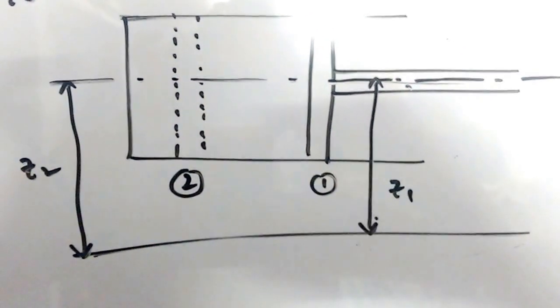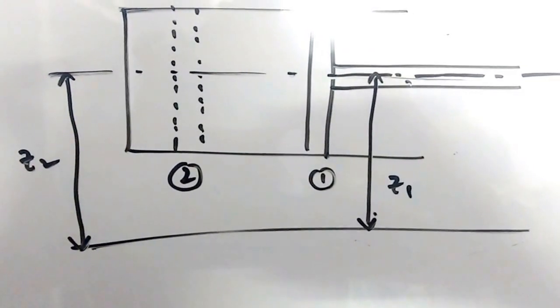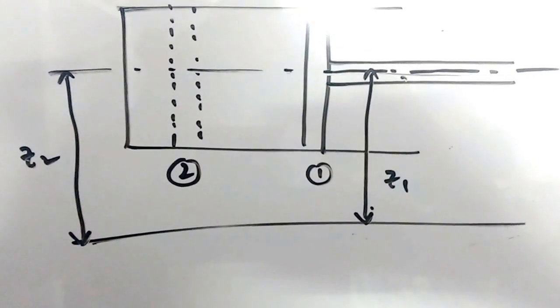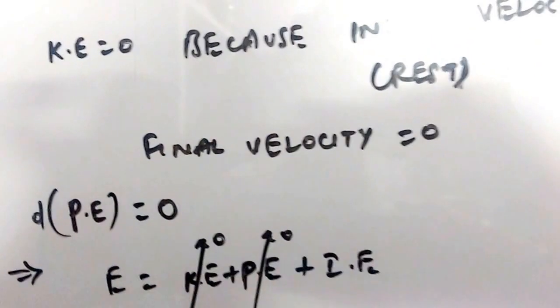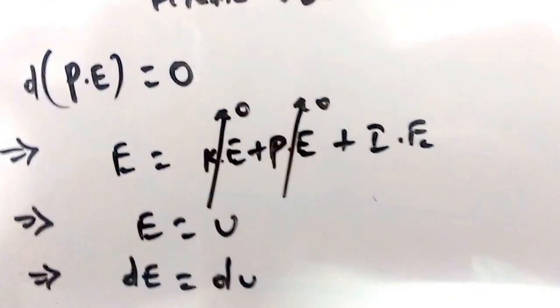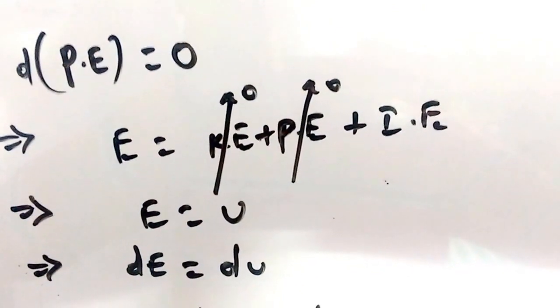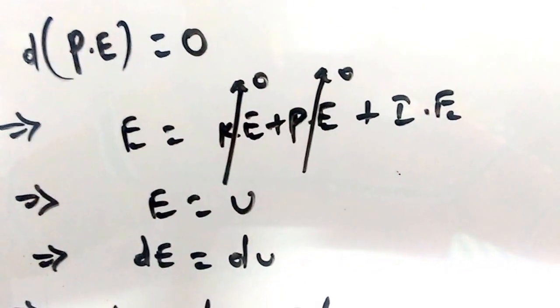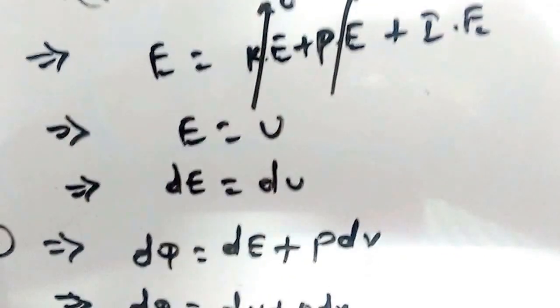As the system is located at equal elevations, that is Z1 and Z2, there is no change in its potential energy. Therefore change in its potential energy is equals to 0 and kinetic energy is also 0. Therefore total energy, which is kinetic energy plus potential energy plus internal energy, becomes E is equals to U. Energy is equals to internal energy. If you differentiate on both sides, dE is equals to du.